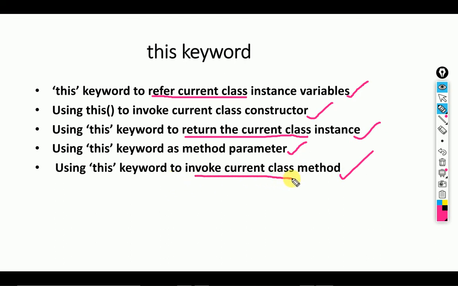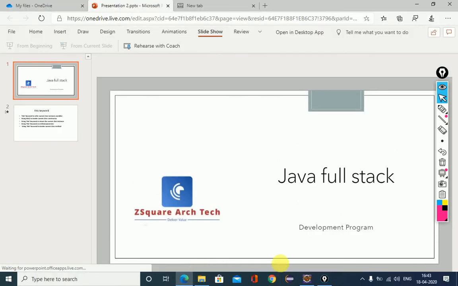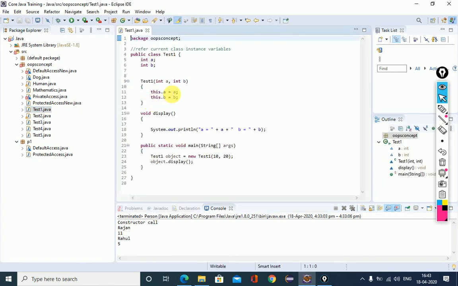So let's see all these concepts clearly by using programs. This is the first program. Here you can see that the this keyword is referring to the current class instance variable.